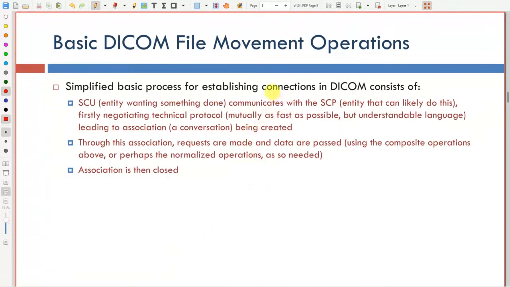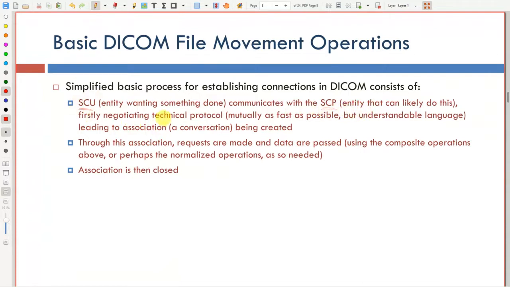A simplified basic process of establishing connections in DICOM consists of a certain user, as we said before, the SCU, the entity wanting something done. It initiates the communication, as we said before, with the SCP, the provider. The SCP is the entity that can likely do this operation.